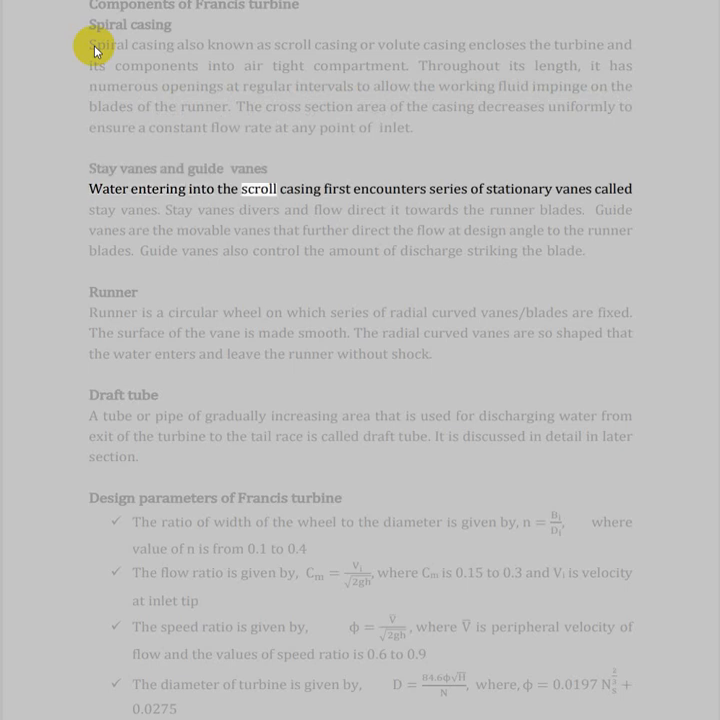Stay vanes and guide vanes. Water entering the scroll casing first encounters a series of stationary vanes called stay vanes. Stay vanes direct the flow towards the runner blades. Guide vanes are the movable vanes that further direct the flow at the design angle to the runner blades. Guide vanes also control the amount of discharge striking the blades.